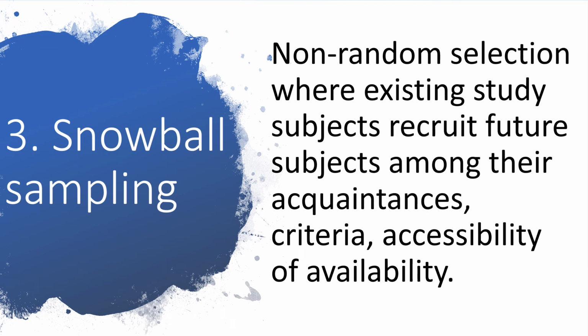The third is snowball sampling. This is a non-random selection where existing study subjects recruit future subjects among their acquaintances. This technique is very helpful if the population is hard to access. Snowball sampling can be used to recruit participants via other participants.